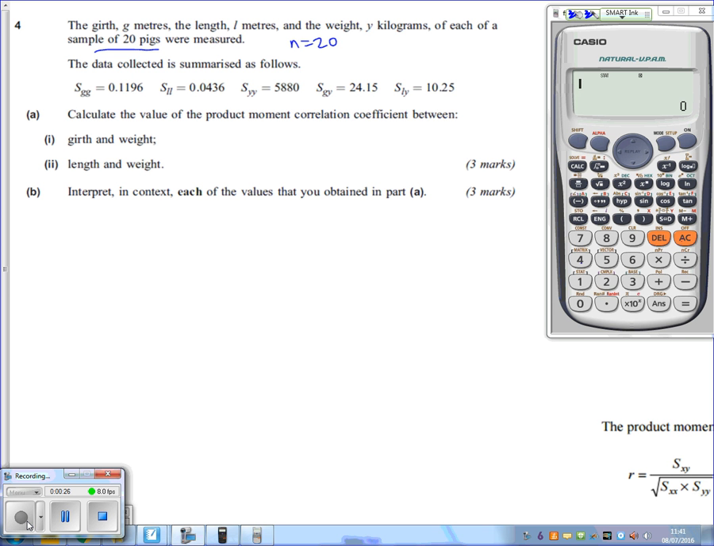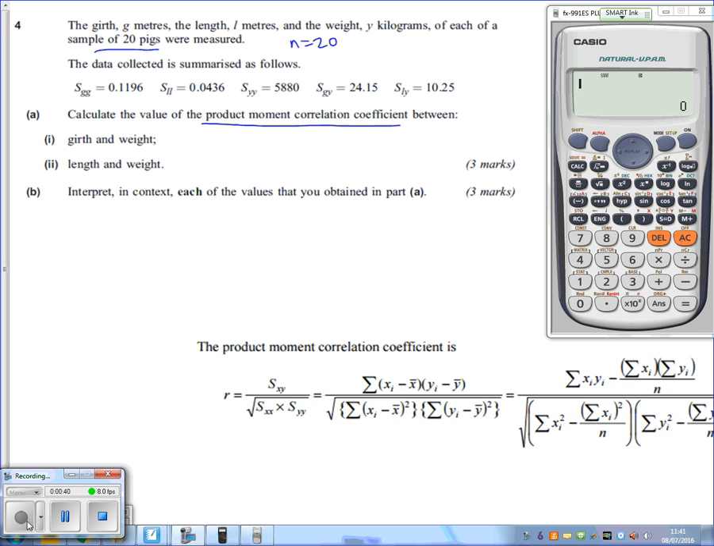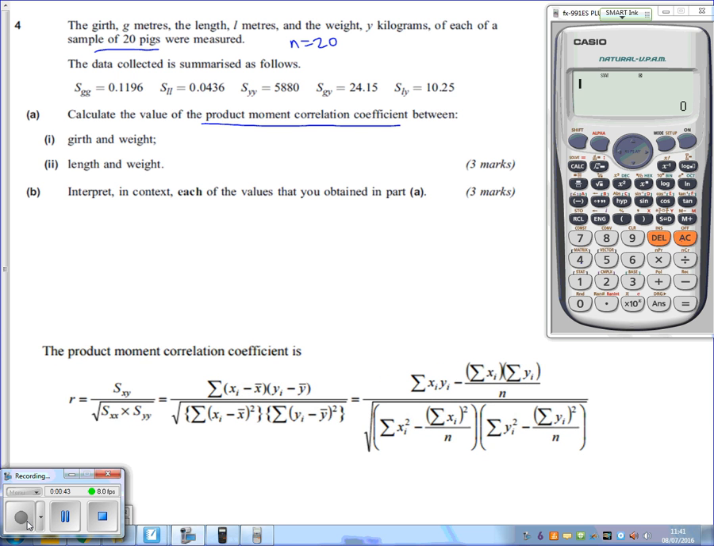So we've got some summary data here, and I need to calculate the value of the product moment correlation coefficient between girth and weight, and then length and weight. So I'm going to use my formula book. The product moment correlation coefficient is, we're just looking at the first bit of it there, because these are the summary data that we've got. So I need Sxy divided by the square root of Sxx times Syy. In our case, girth is g meters, and to start with we're looking at weight, so weight is y kilograms.